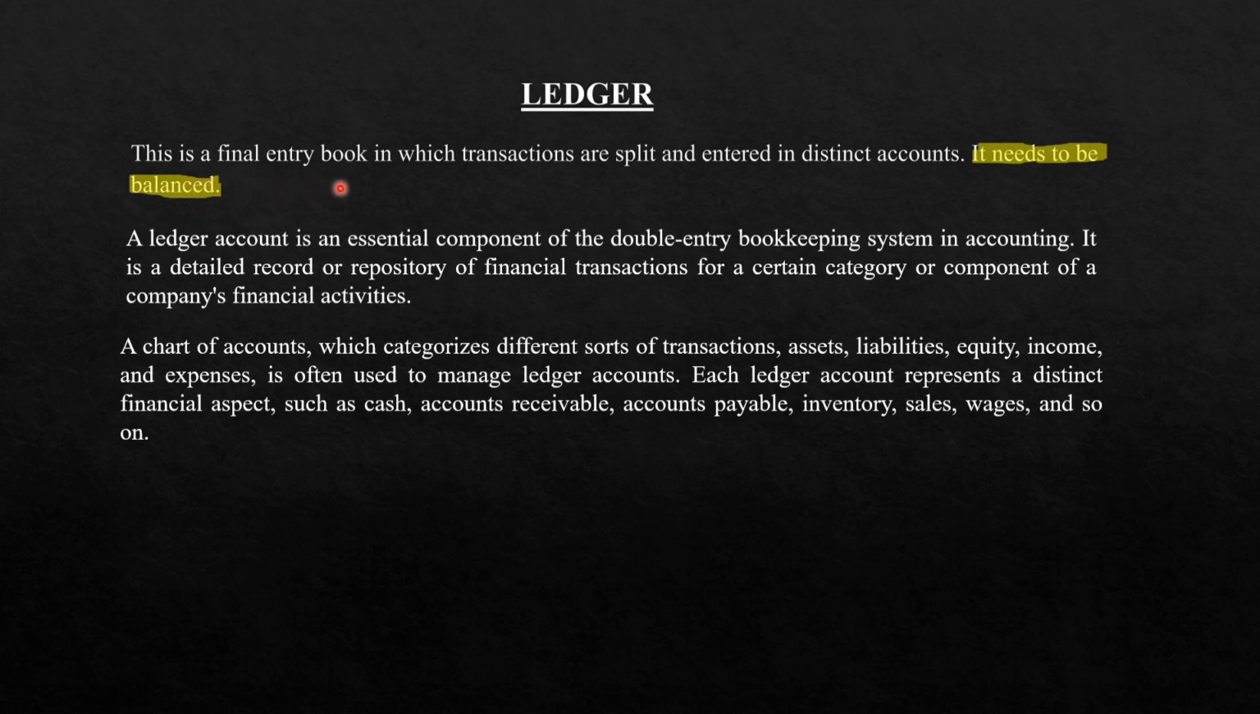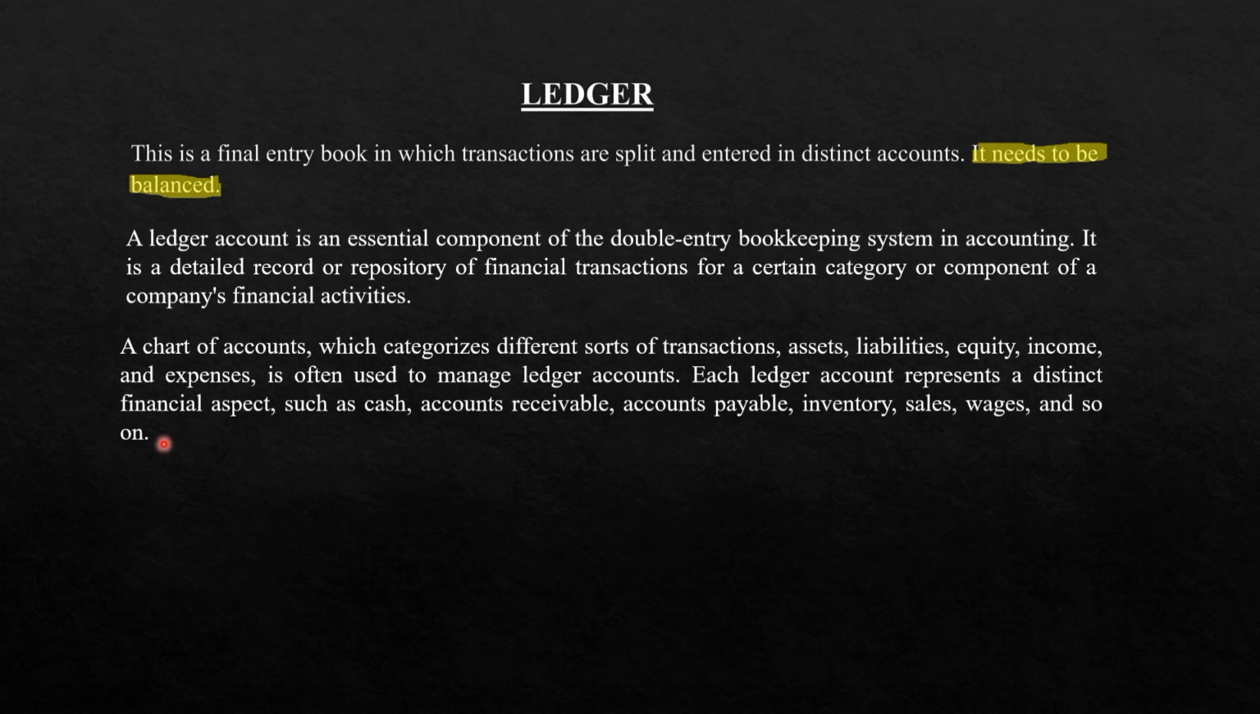So this is the final entry book in which transactions are split and entered into distinct accounts. It needs to be balanced, yes, because this is where the double entry system occurs. All ledger accounts must have equal balance at the end of the day. A ledger account is an essential component of a double entry bookkeeping system in accounting. As I said earlier on, it is a detailed record or repository of financial transactions for a certain category or component of a company's financial activities.